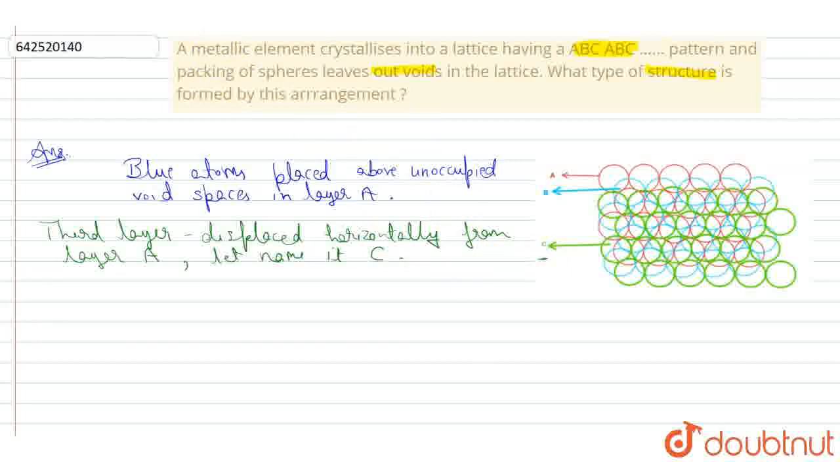So now, as we add more layers of atoms, this sequence will become A, B, C, again A, B, C, A, B, C, and so on. That's why it is called an ABC pattern. And the structure formed by this arrangement is the cubic closed packing structure.